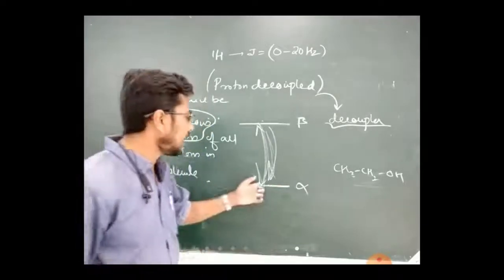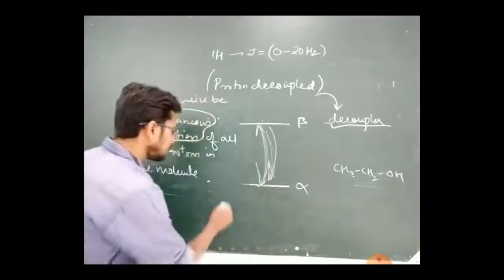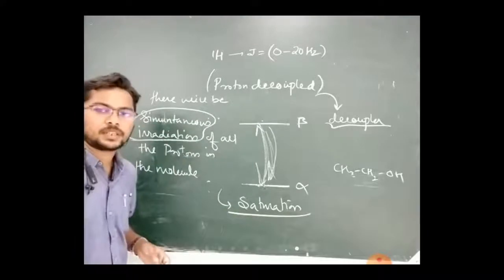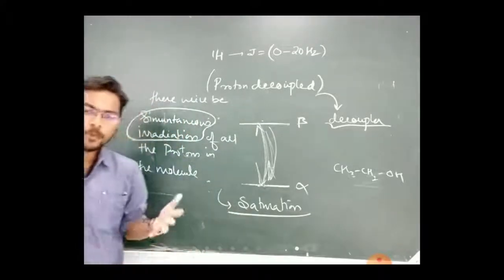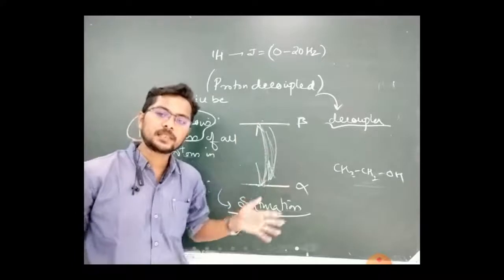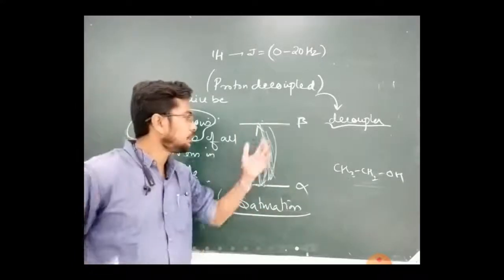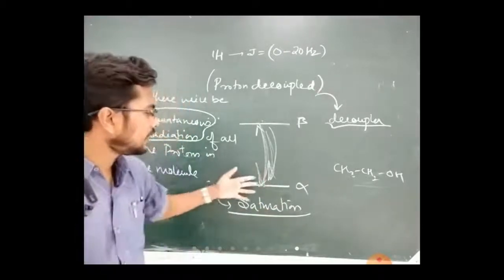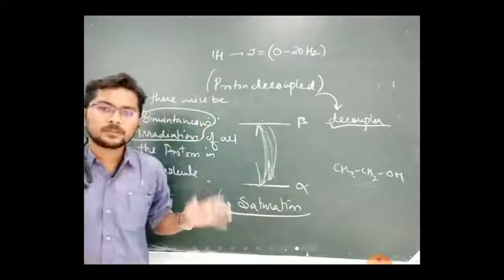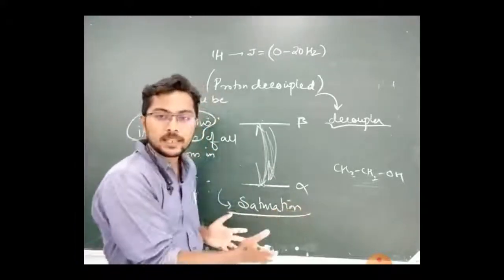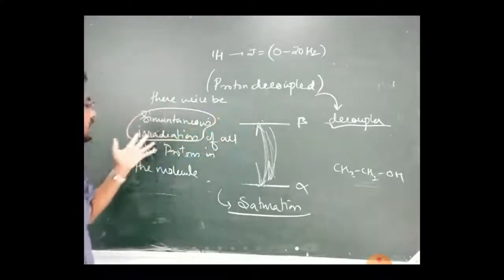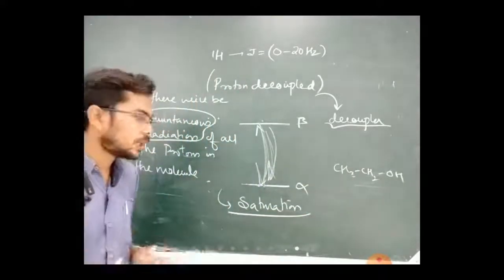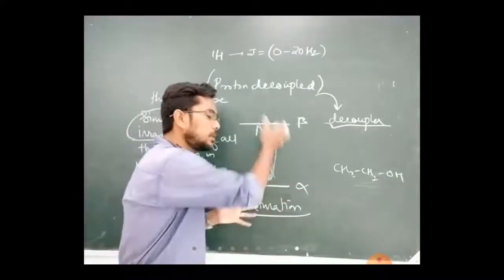Now if the population in the alpha state and beta state is the same, that state is called saturation. That means you get a state where there is no population difference between alpha and beta states. That initial difference of 9 which the beta state and alpha state had is now gone, and the number of nuclei in the alpha and beta states is the same. So this state is called saturation. How are we getting the saturation state? By simultaneous irradiation of the protons by the decoupler.